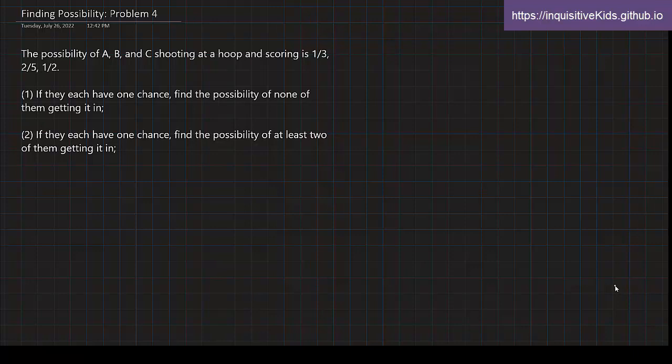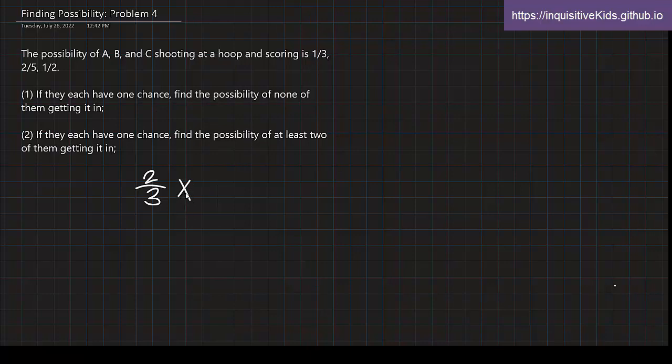So first, say A goes first. If A goes first, the possibility of A not getting it in would be 2/3, right? Because he or she has a possibility of 1/3 of getting it in.